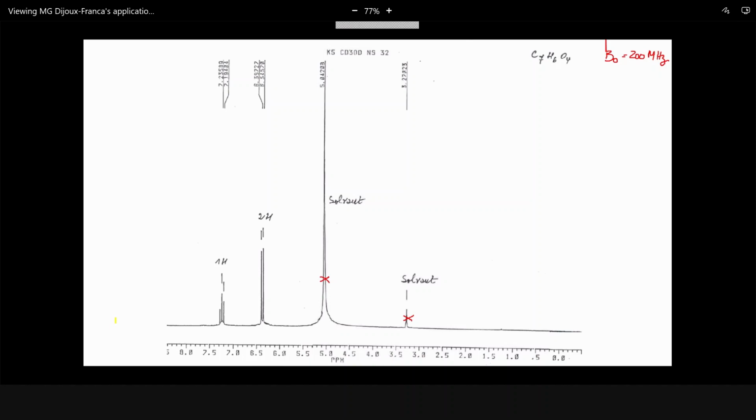Well, again, here we don't have a lot of signals except this one between 6.3 and 7.5. The integration tells us that we have one signal integrating for one proton, and it is a triplet, and a second group integrating for two protons, and it is a doublet. So here we are in an aromatic ring with two protons.